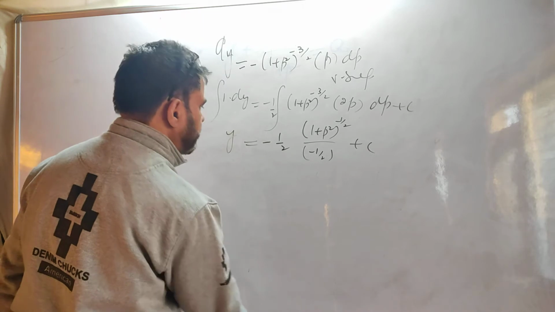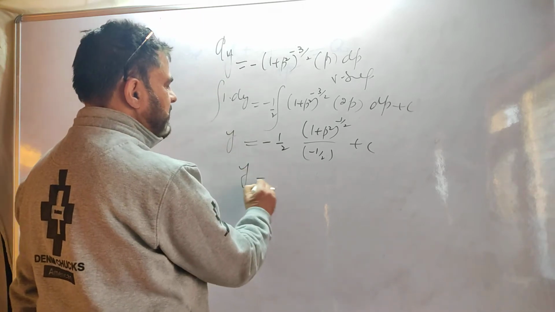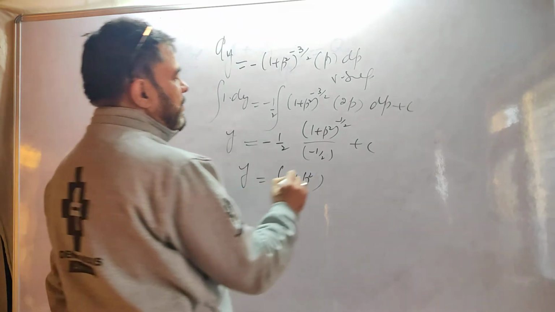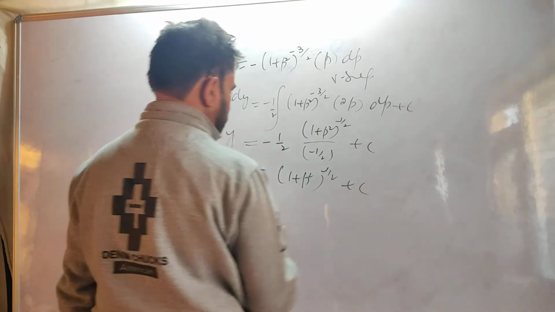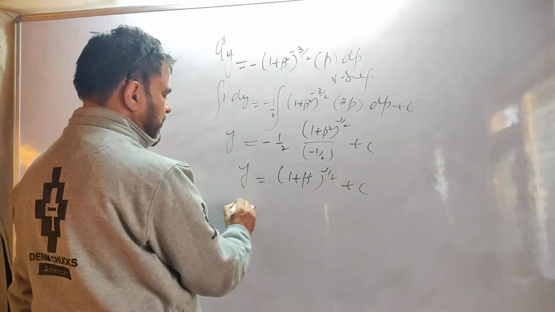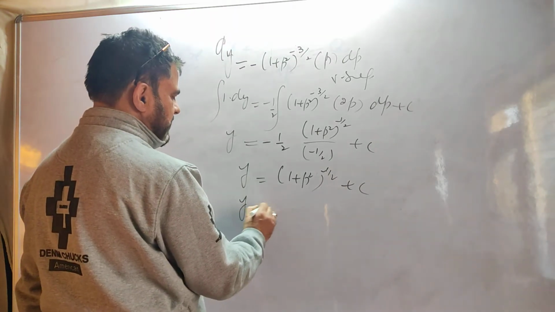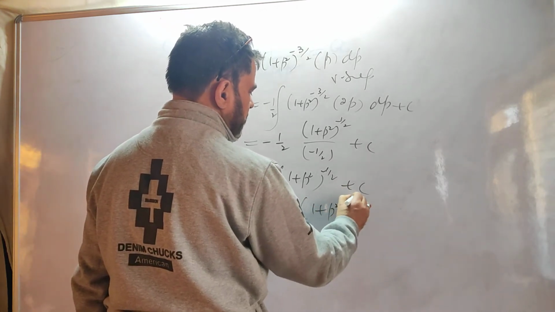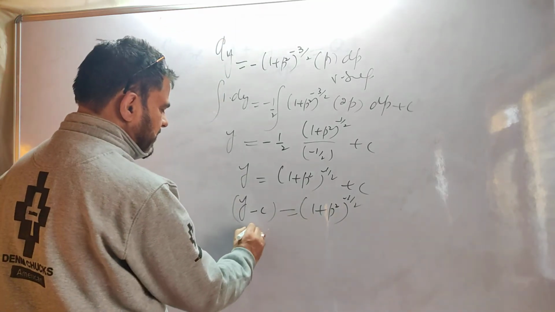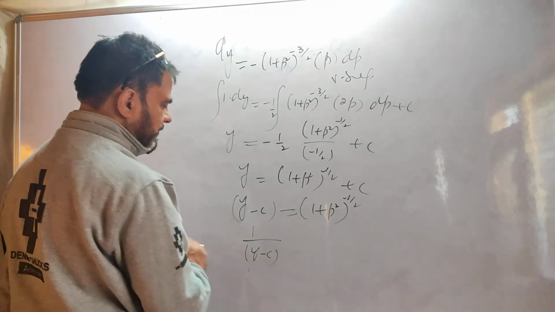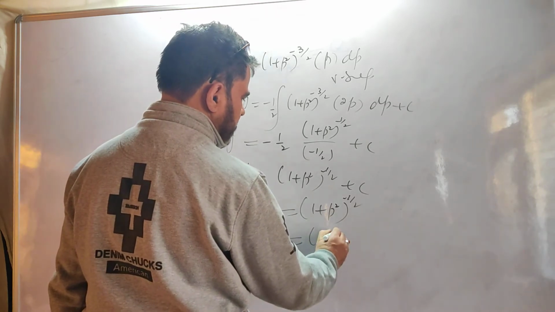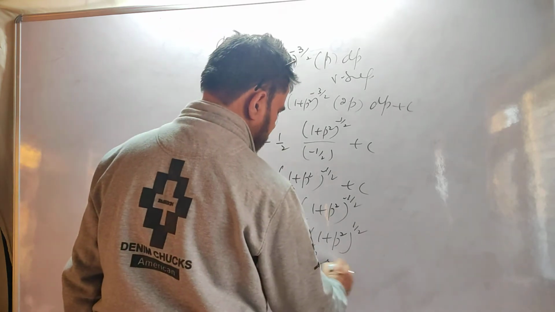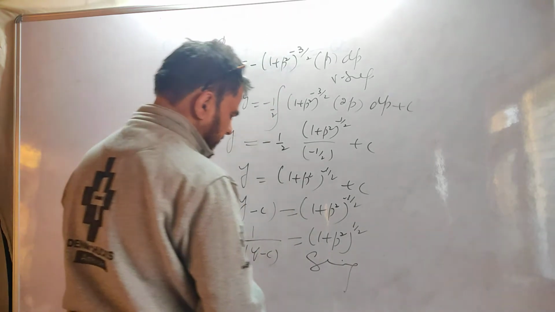So I am getting here y is equal to (1 plus p square) raised to the power minus 1 by 2 plus c. I can write y minus c is equal to (1 plus p square) raised to the power minus 1 by 2, or I can write 1 by (y minus c) is equal to (1 plus p square) raised to the power 1 by 2. I can square on both sides. I can eliminate p here.